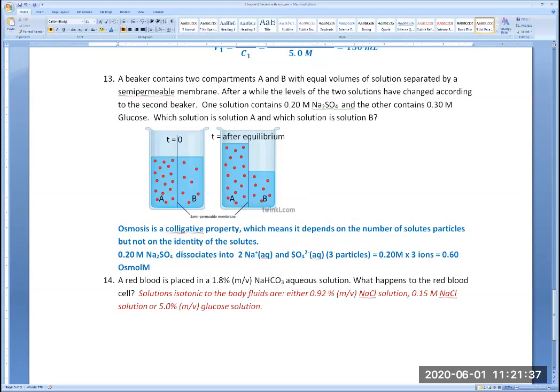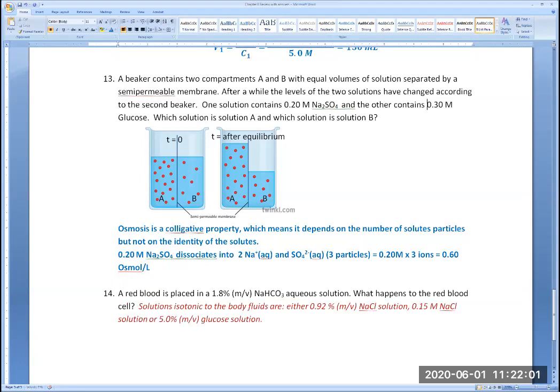Let me just type it here, but it's not in your lecture. That means it's a 0.60 osmolar solution. You will see that in the lab, so that's why I need to start to talk about it. So it's a 0.60 osmolar concentration. Now let's look at the other one. Is it more concentrated or not?